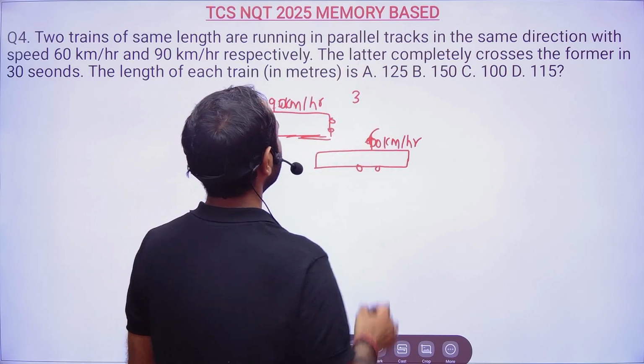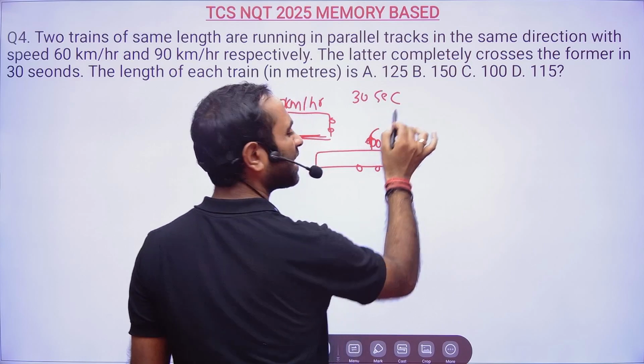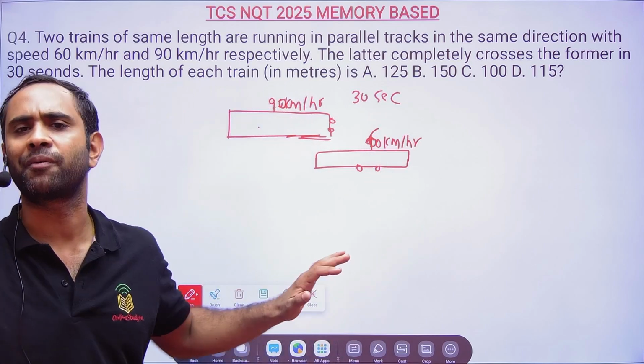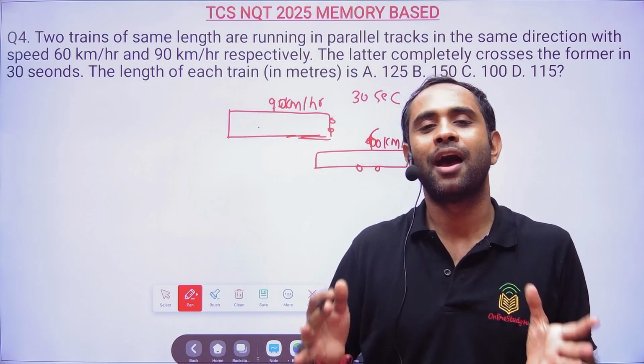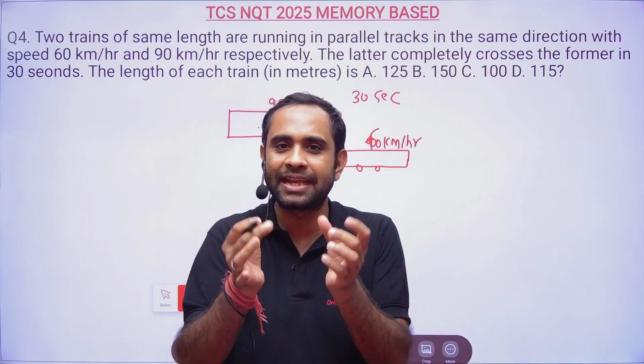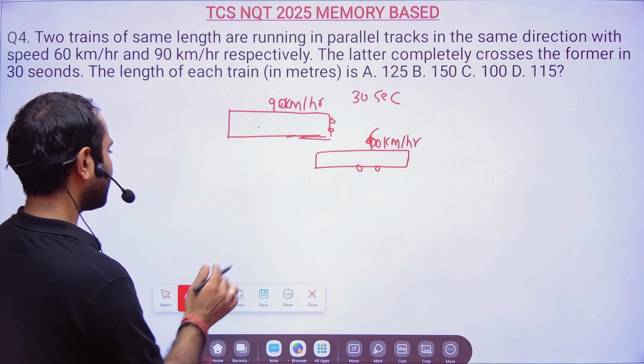Anyway, it does not matter who is later and who is former. That is not our problem. Our problem is not to understand English in maths. Our problem is to understand data in maths. Okay, fine. So what is the data given?